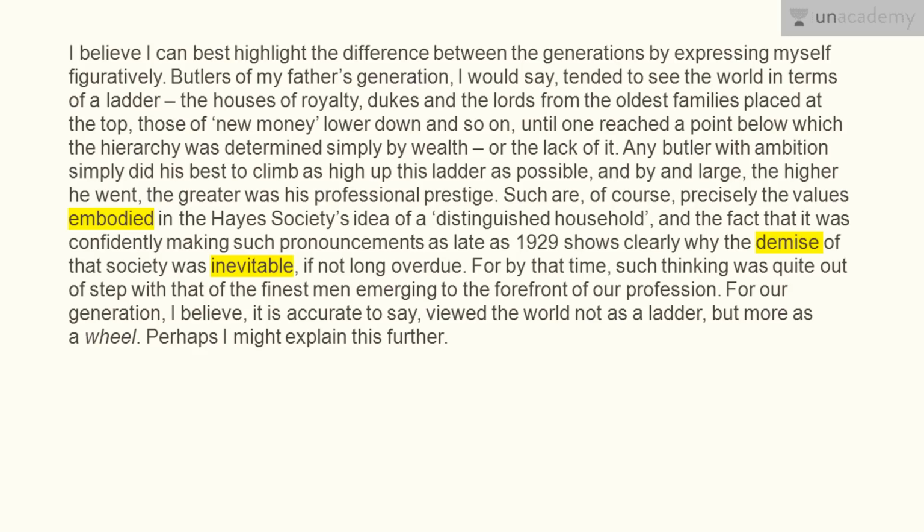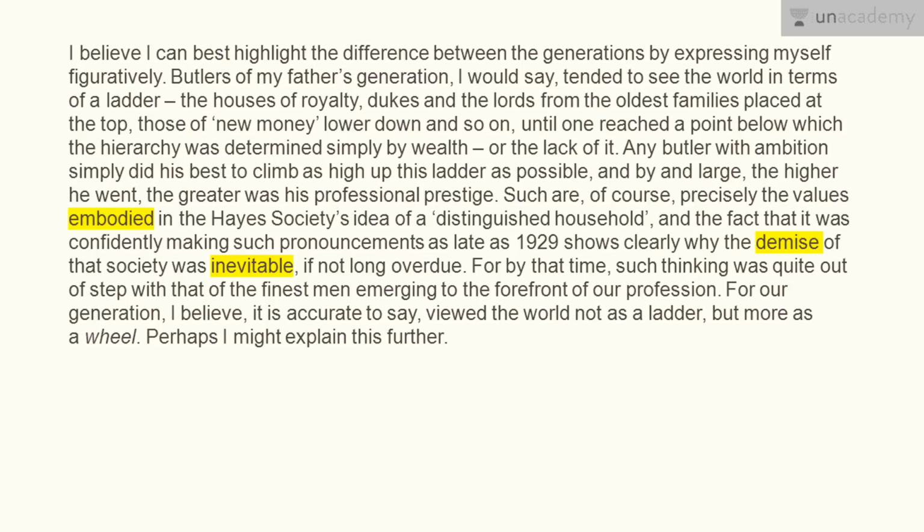Any butler with ambition simply did his best to climb as high up this ladder as possible, and by and large, the higher he went, the greater was his professional prestige. Such are, of course, precisely the values embodied in the Hayes Society's idea of a distinguished household, and the fact that it was confidently making such pronouncements as late as 1929 shows clearly why the demise of that society was inevitable, if not long overdue, for by that time such thinking was quite out of step with that of the finest men emerging to the forefront of our profession.